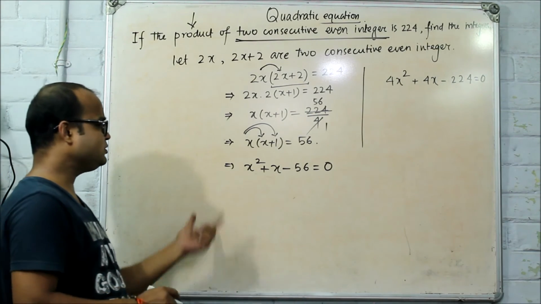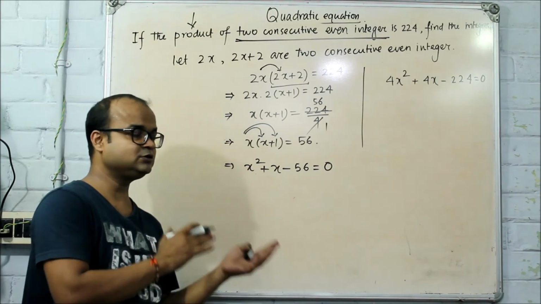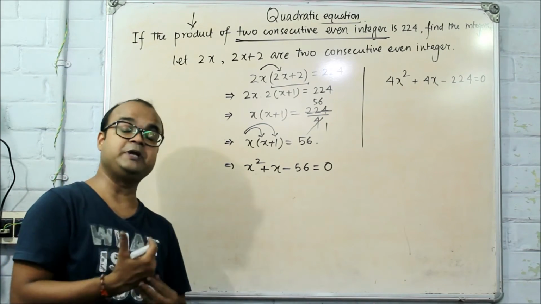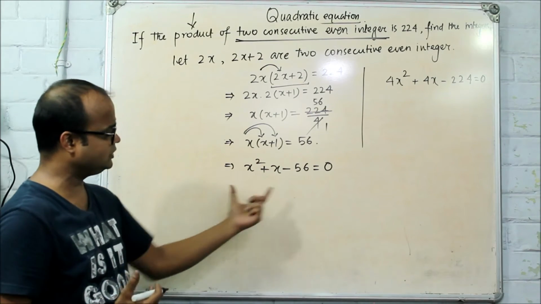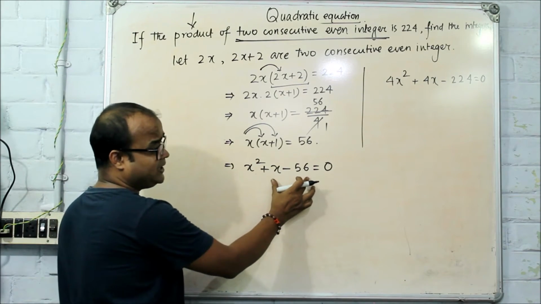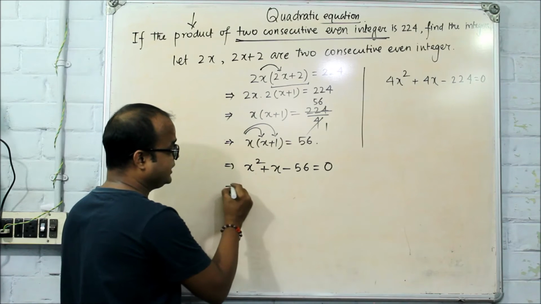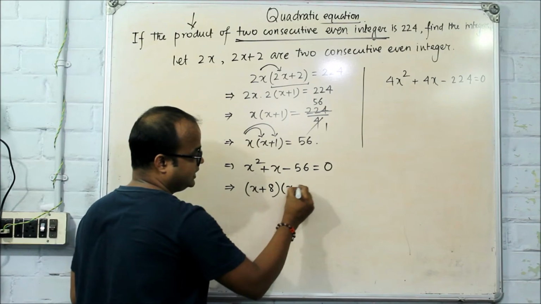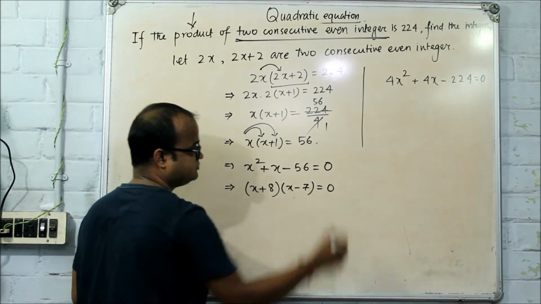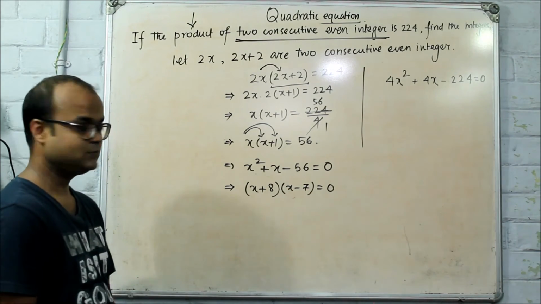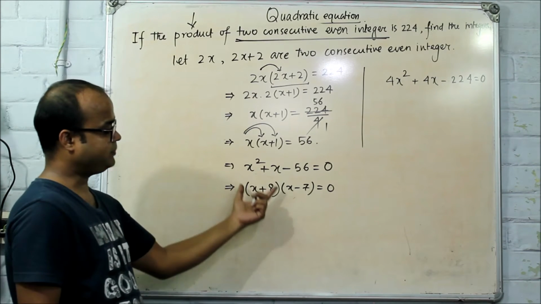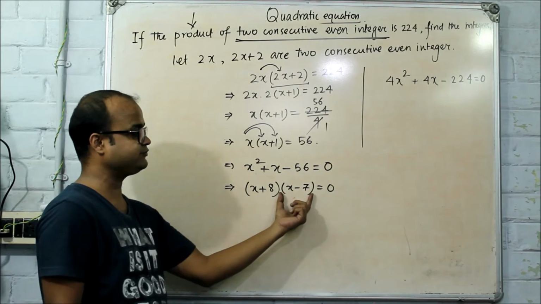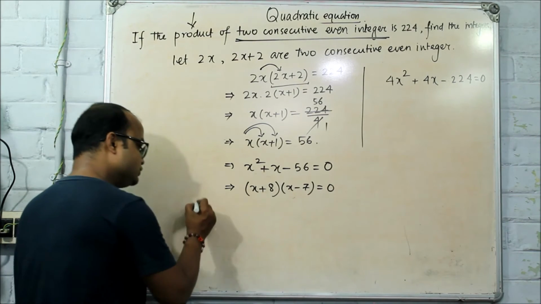In the last sum also, because in the last 2 or 3 episodes we already explained how to solve the problem, so I am not solving this. If you apply the factorization method, you will get two factors as x plus 8 into x minus 7 is equal to 0.